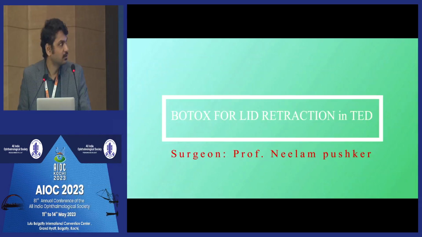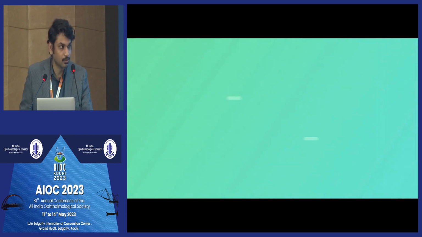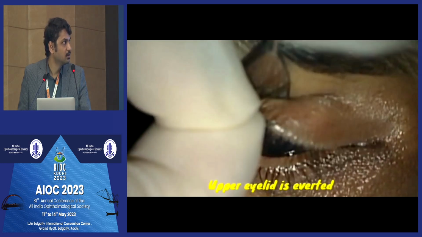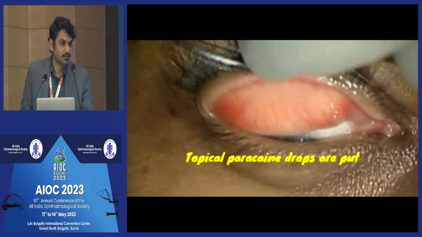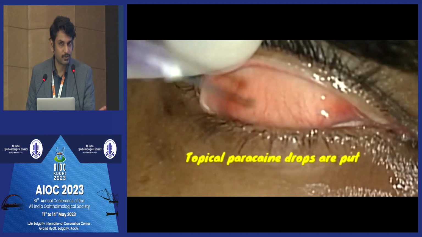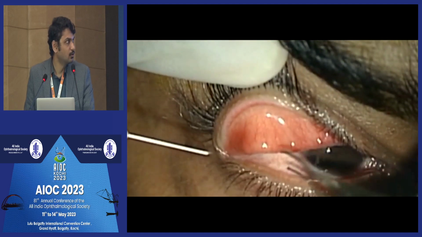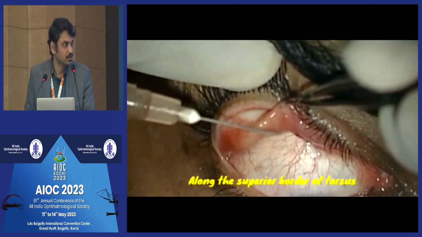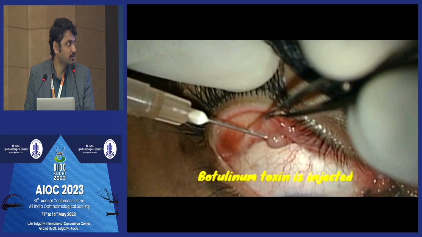And this is a video on Botox for lid retraction in thyroid eye disease. This can be done as an office procedure. You have to use topical proparacaine eye drops for numbing. If you are not confident, you can always give a low dose and augment it after 2 weeks. You have to just avert the lid and hold the superior border of the tarsus where the Muller's and LPS complex insert. You can give two site injections, like 2 units at each site.